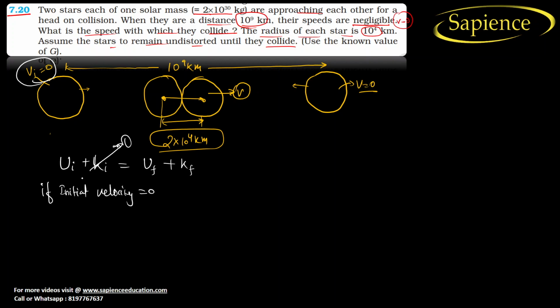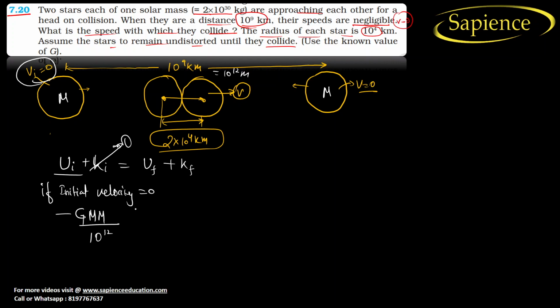Now, what is the initial potential energy? This is the mass of the sun. The potential energy has the formula minus G into the product of the masses, m into m, divided by the distance between them, which is 10 to the power 9 kilometer. We can also convert it to 10 to the power 12 meter, right? We should take a standard unit, so this will be 10 to the power 12 meter, right?